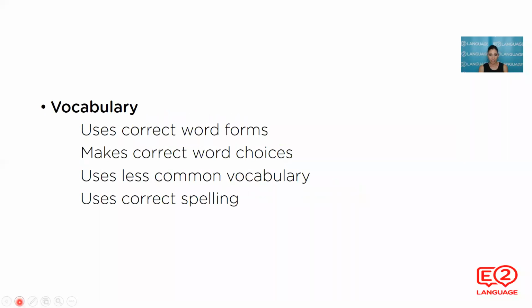Vocabulary is the third criteria. This relates to word forms. Have you used the correct word forms? For example, the adjective, not the adverb, or the noun form and not the adjective form. Okay, that you've used words in the correct way and that you've made correct word choices. So the choices of words that you've made have been correct and appropriate. Uses less common vocabulary. Okay, this is interesting vocabulary, things that show that your vocabulary is a little bit more sophisticated. Also under vocabulary is spelling, so that you use correct spelling.